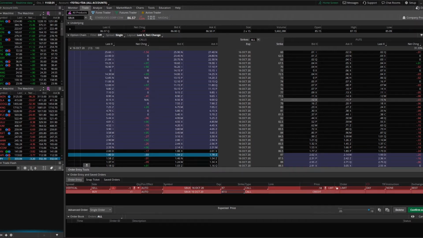Now, it is aftermarket, so I'm not going to be able to do this order, but let's say I actually really liked this play. I wanted the $18 in credit.